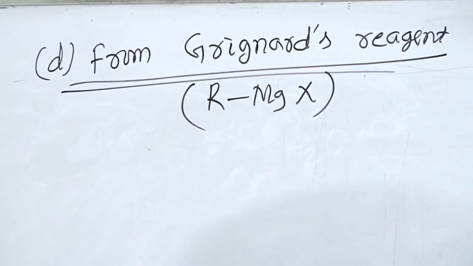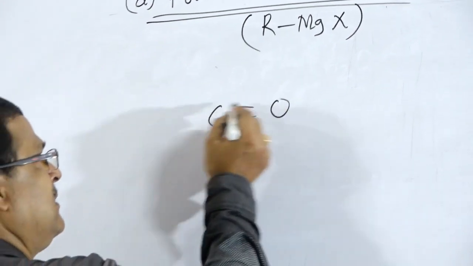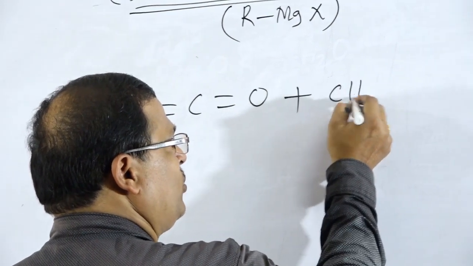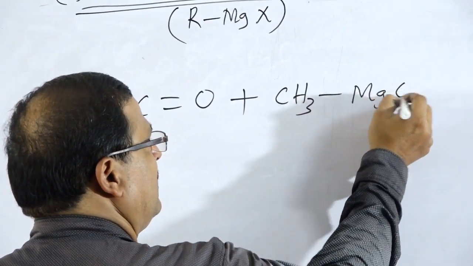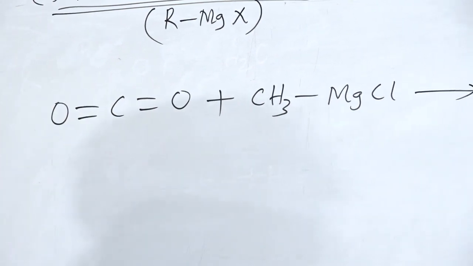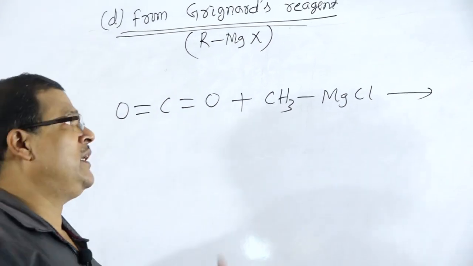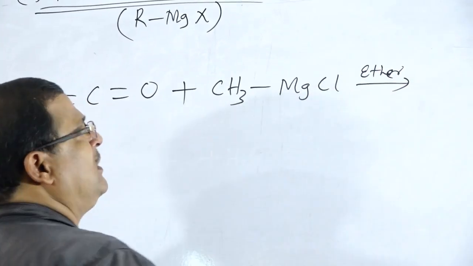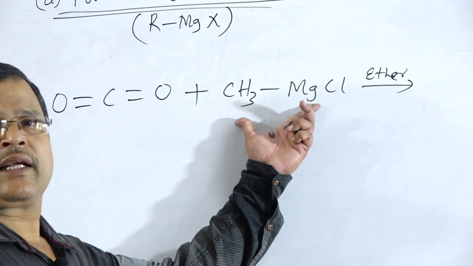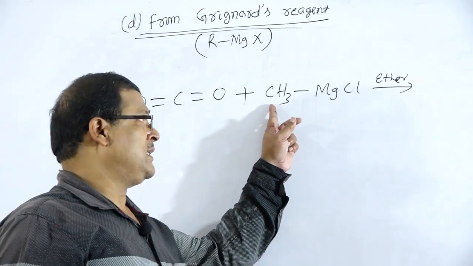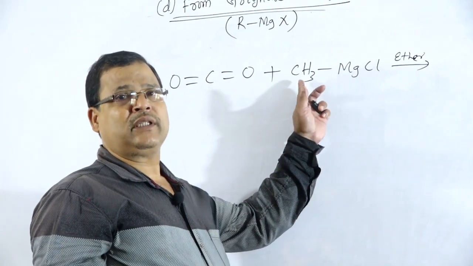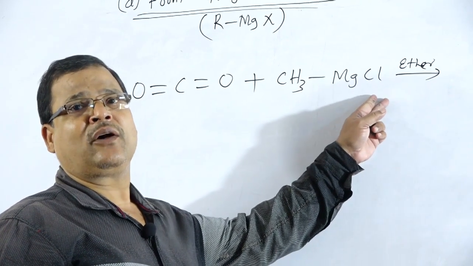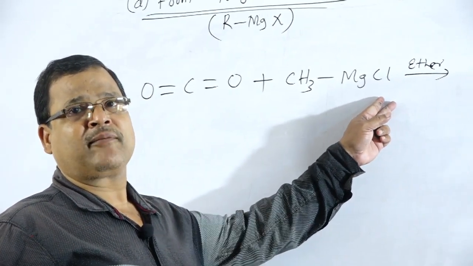In this case, carbon dioxide gas is passed through the ethereal solution of Grignard's reagent, in the presence of ether. Here I have taken the Grignard's reagent CH3MgCl. We can also take C2H5MgCl, or C6H5MgCl, MgI or MgBr.